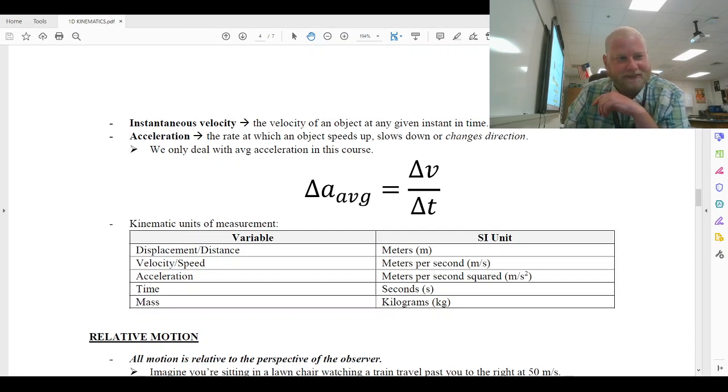Take a look at the units. We're going to be using meters per second squared, seconds and kilograms. These are going to be your SI units, so make sure you're comfortable with those.